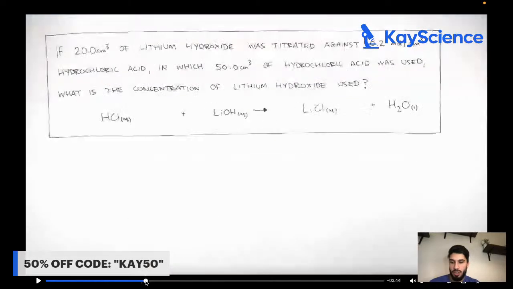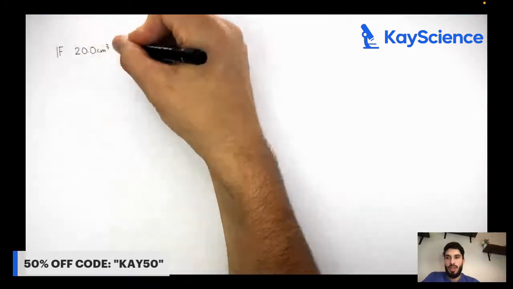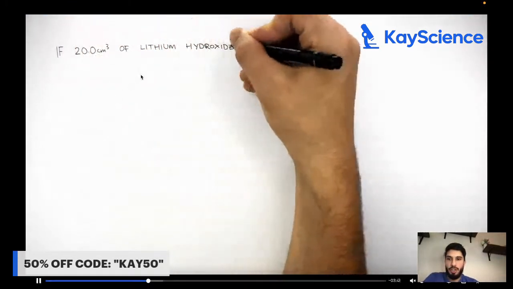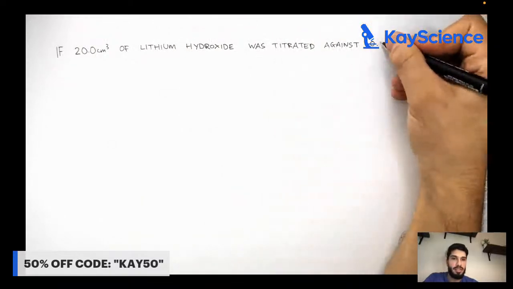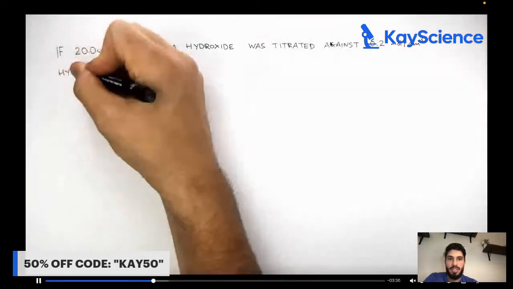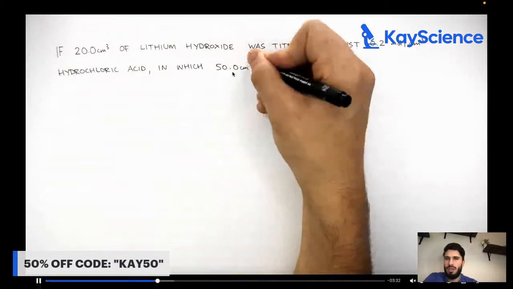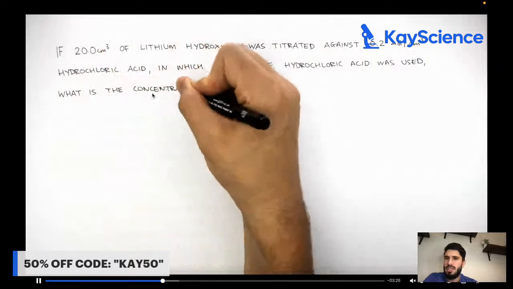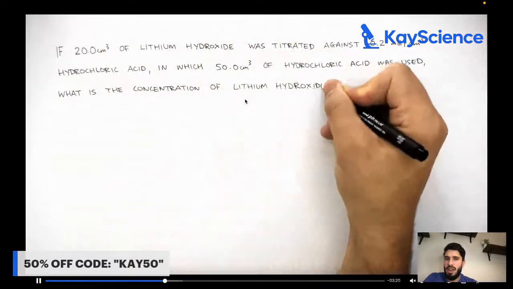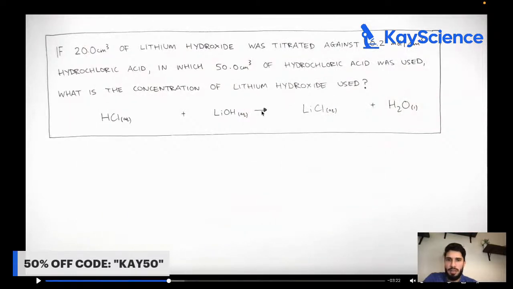Okay, I want to move past question time and go straight into the exam style question. So if 20 centimeters cubed of lithium hydroxide was titrated against 0.2 moles per decimeter cubed hydrochloric acid, in which 50 centimeters cubed of hydrochloric acid was used. What is the concentration of lithium hydroxide used? And this is the balanced symbol equation. Okay.